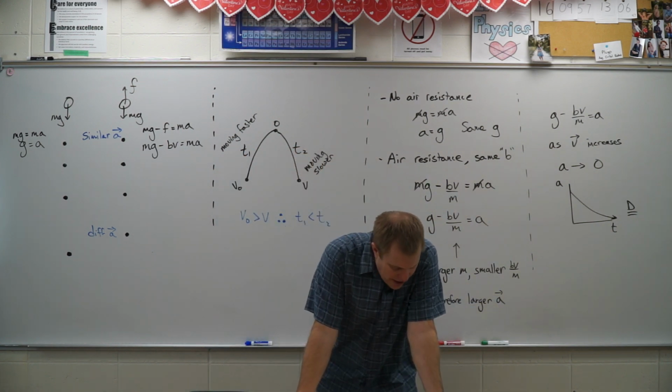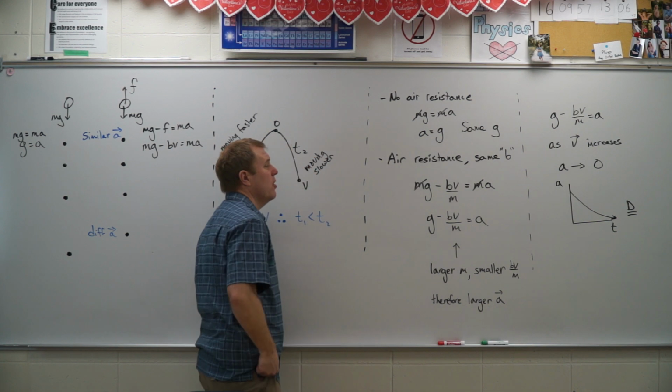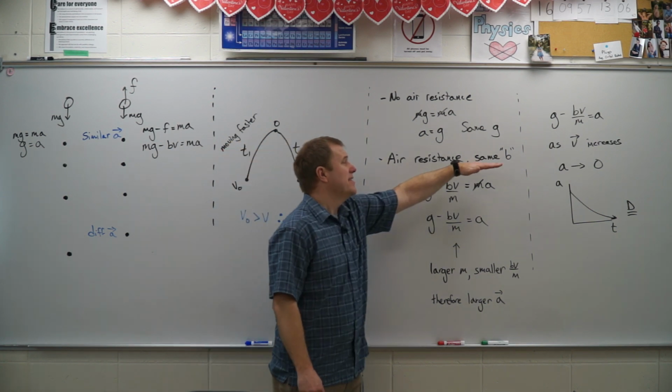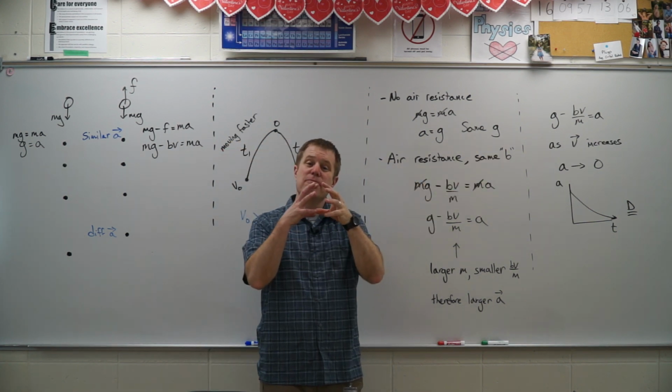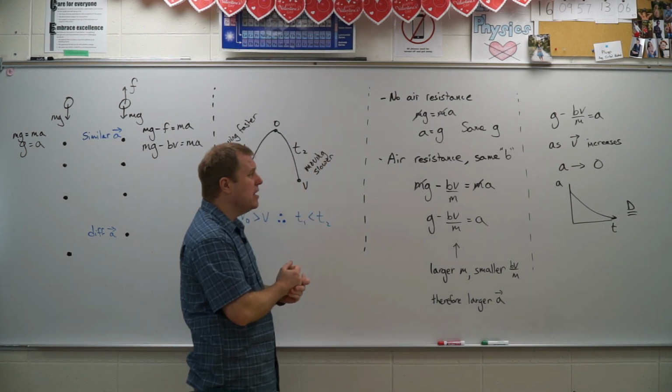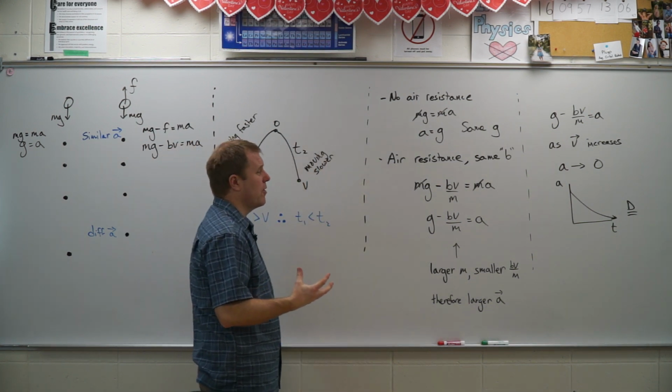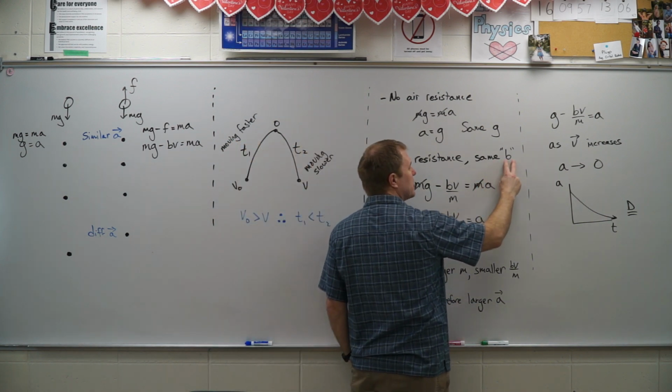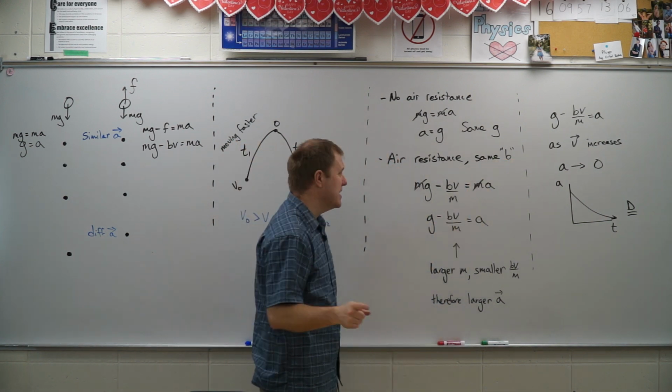What is the answer if air resistance is not negligible? Okay, so now they have the same b value. They have the same shape. They have the same outer coating. So all that stuff is going to be the same. So its b value is going to be the same. The difference now is mass.